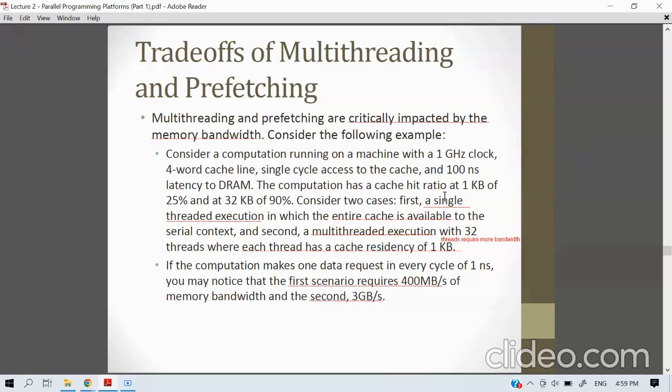The first situation is a single threaded execution, in which the entire cache is available to the serial context. This one is implementing serial processing. And the second case is a multi-threaded execution with 32 threads, where each thread has a cache residency of 1 kilobit. If you look at these two cases, the implementation of multi-threading requires larger bandwidth compared to the first case, which is using a single threaded execution.